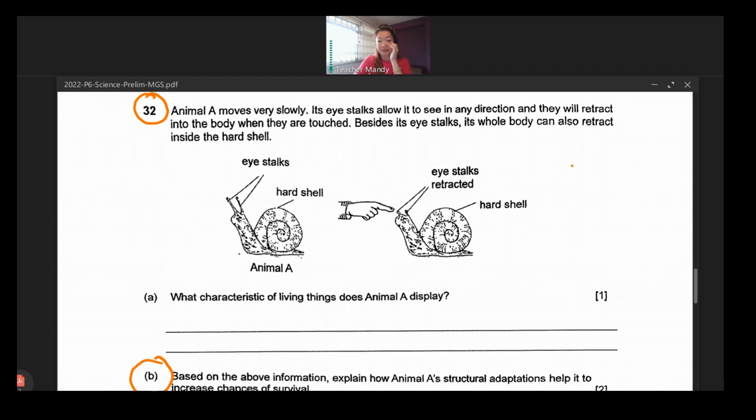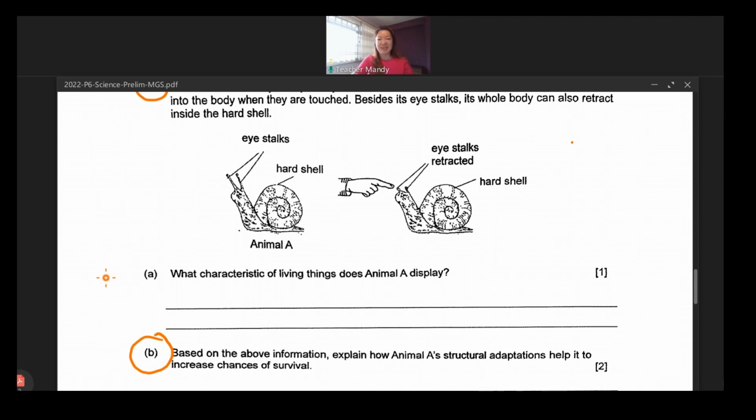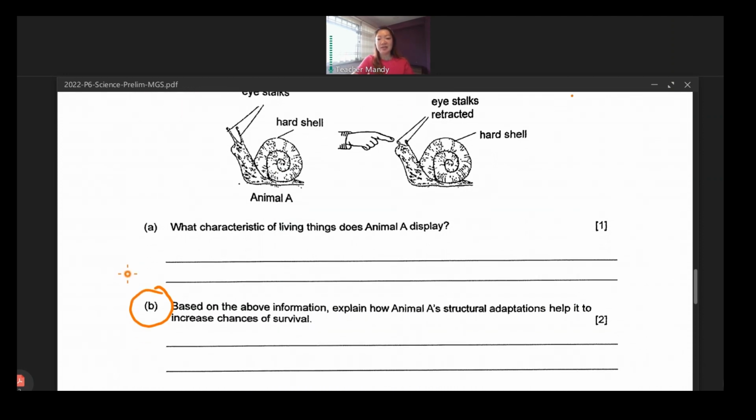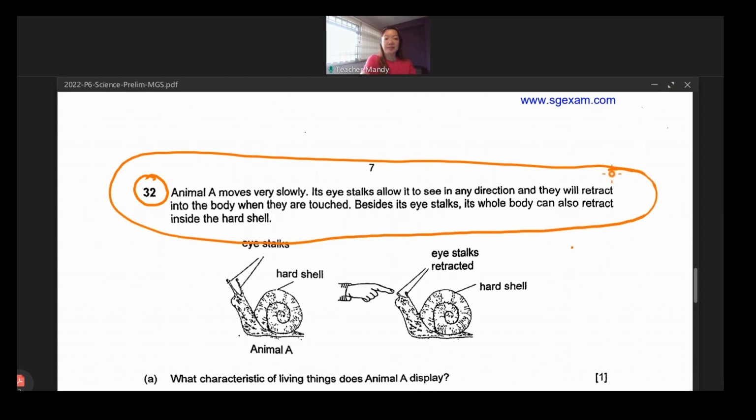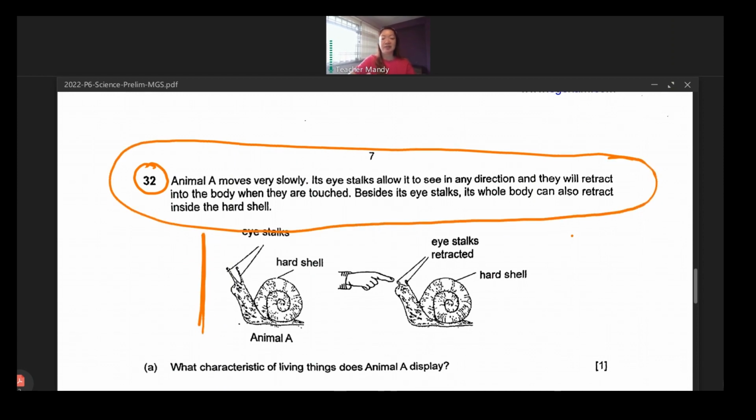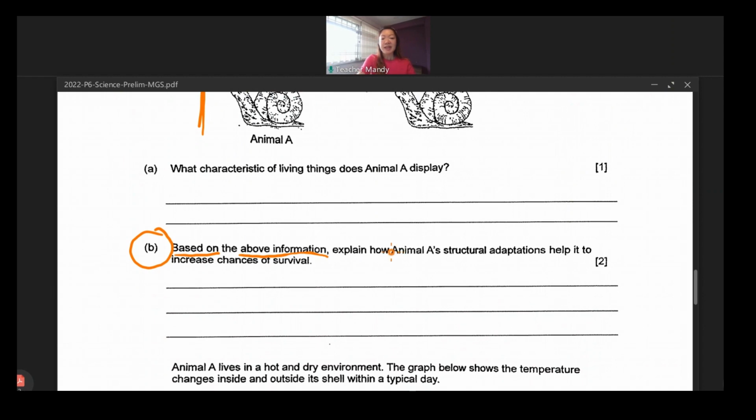I think this one is easy because usually we know it's a hiding place for it, so it can hide inside. I'm going to skip A because it's quite self-explanatory when you look at the answer key. Now look at B. Based on the above information, and of course the image that they have given to us as well, explain how animal A's structural adaptations help it to increase chances of survival. So as we know, adaptations is all about survival.